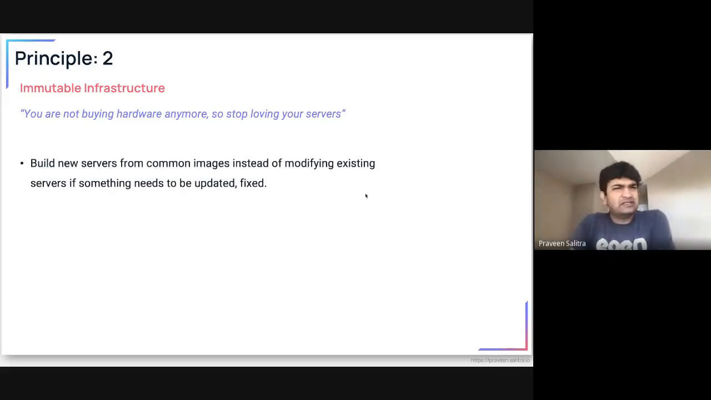So what's this? The whole idea is build new servers whenever you want. Have some common images. Instead of modifying the existing servers and doing patching and security patches and things like that, don't worry about that. Directly just bring up a new environment, new servers, new services, and then switch over your traffic from the old cluster to the new cluster.